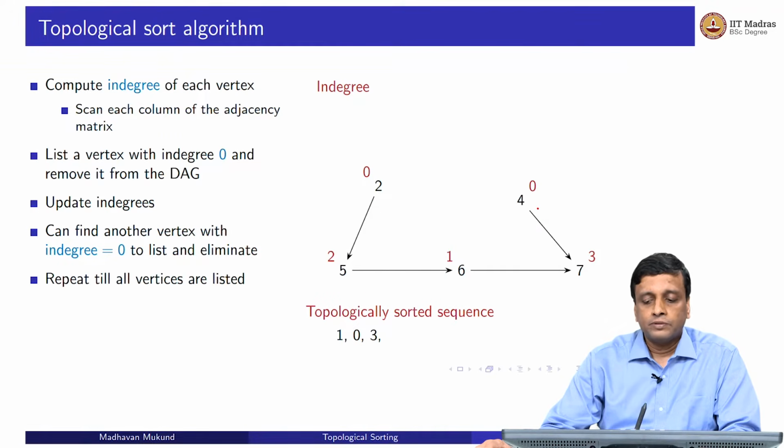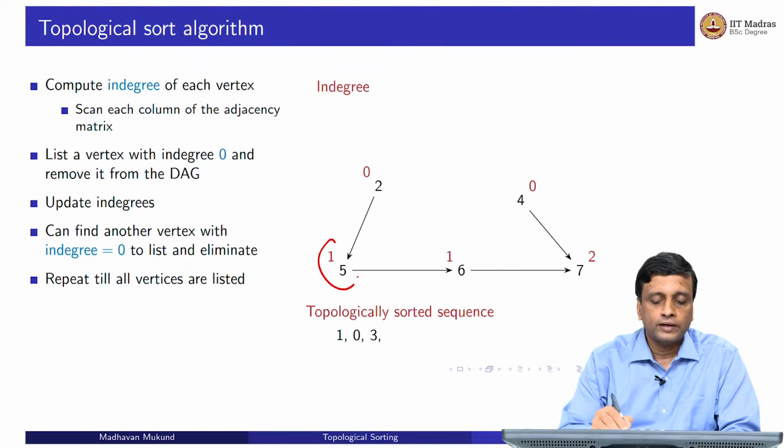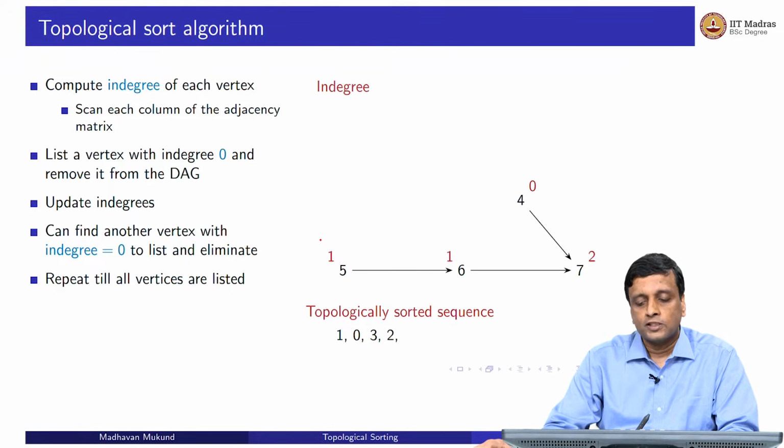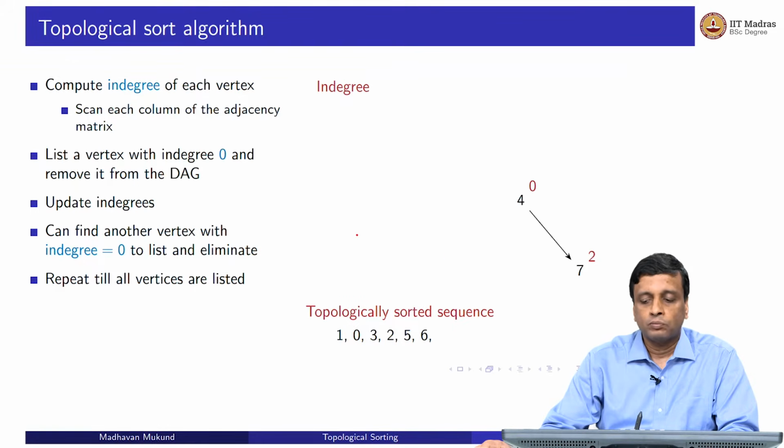So I can pick one of them, say maybe I pick the middle one, and now again I update the in-degrees, and now 3 was pointing into 5, so this now has in-degree 1. So in this way I can continue. So I choose, for instance, 2, and if I choose 2, then 5 becomes in-degree 0. So now I have a choice between 5 and 4. So then I choose 5, and then I have to update the in-degree of 6 to 0. So now I can choose between 4 and 6, so maybe I do 6.